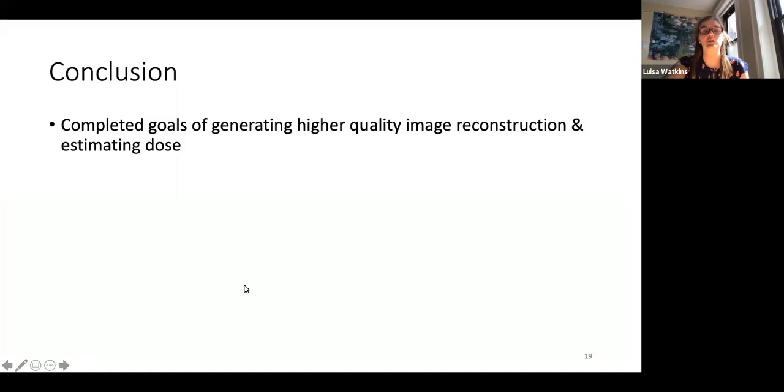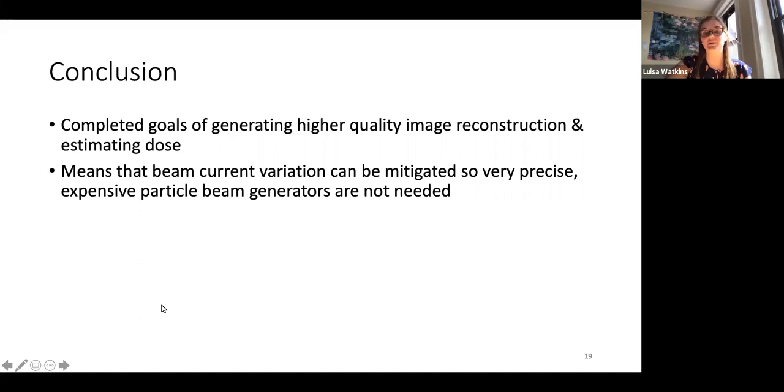And in conclusion, I definitely completed my goals of generating higher quality image reconstruction and estimating the dose, which means that this beam current variation really can be mitigated. And in the past, to deal with it, to try to lessen these effects, in the lab, expensive particle beam generators have been used to try to make it so exact, so they're very precise. But using these methods, if we can then deal with it, then they don't have to be so precise, meaning they don't have to be so expensive.